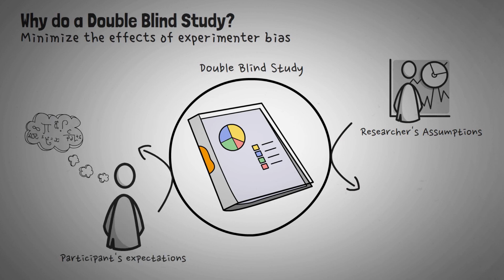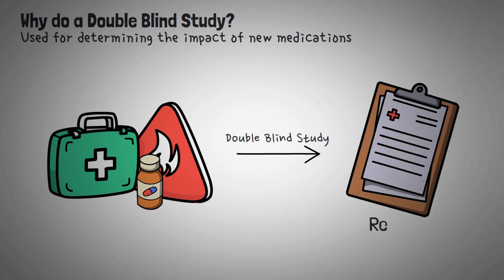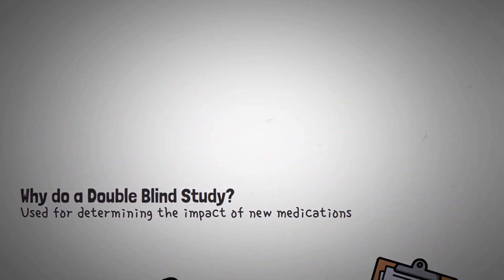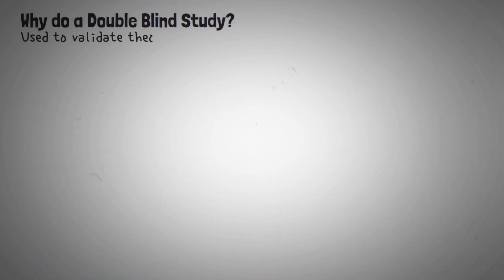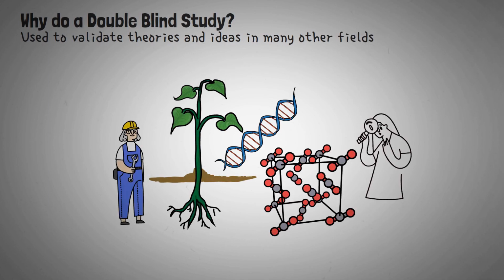While double-blind studies are known for their application in medicine, they serve as an invaluable scientific method in the pharmaceutical industry, specifically in trials, where they're regularly used for determining the impact of new medications. These types of studies are the very foundation of modern, evidence-based medicine. They're often referred to as the gold standard for testing medications. That is, the most accurate test available. Double-blind studies are widely used to validate theories and ideas in many other fields, including agriculture, biology, chemistry, engineering, forensics, and even social sciences. Next, let's go over an example of a double-blind study.